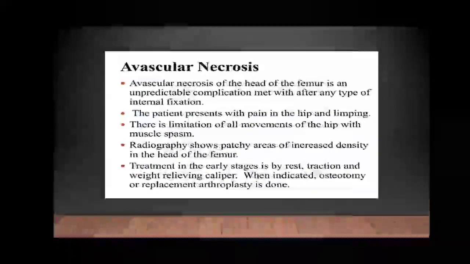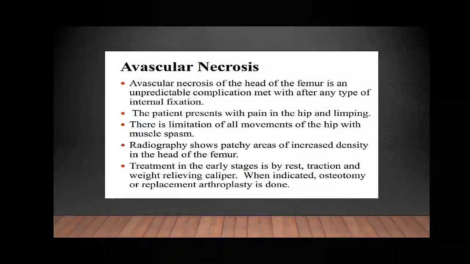Next complication is avascular necrosis. Avascular necrosis of the femoral head is an unpredictable complication met with after any type of internal fixation. The patient presents with pain in the hip and limping. Limitation of all movements of the hip occurs with muscle spasm. X-ray would show patchy areas of increased density, which is suggestive of sclerosis and loss of vascularity. Treatment in early stages is by rest, traction, weight relieving caliper, or when indicated we do the osteotomy or replacement arthroplasty.